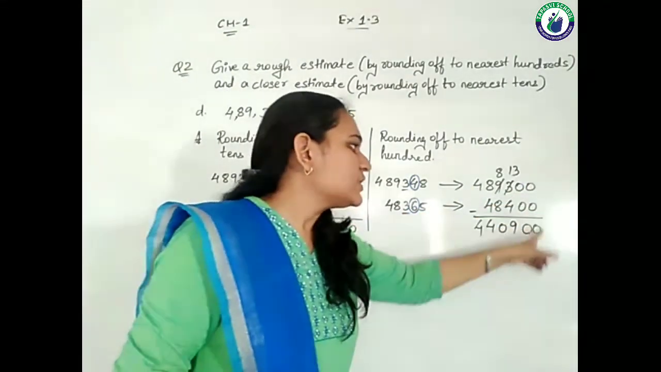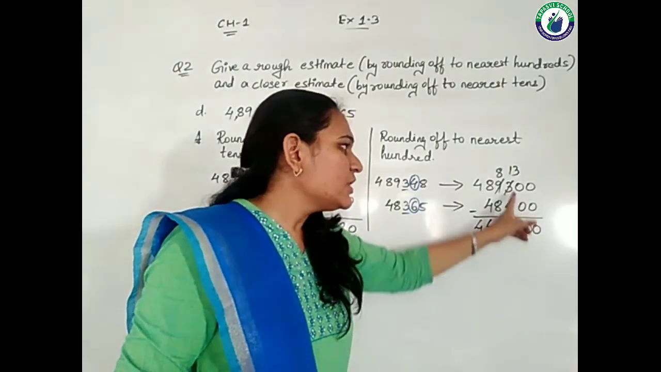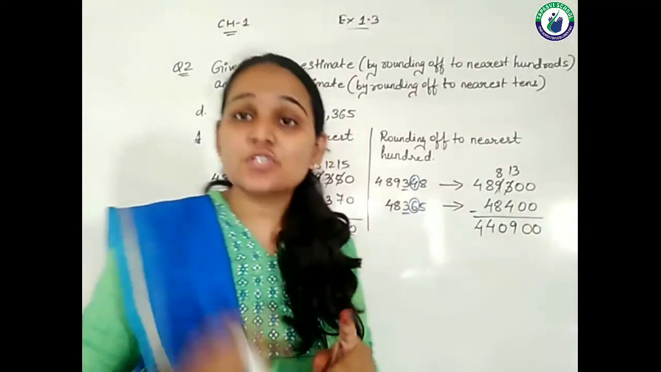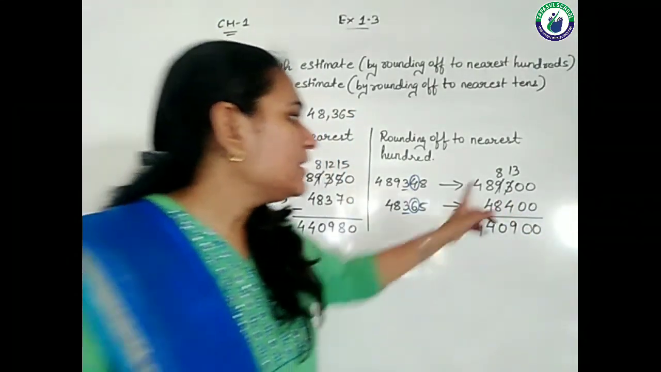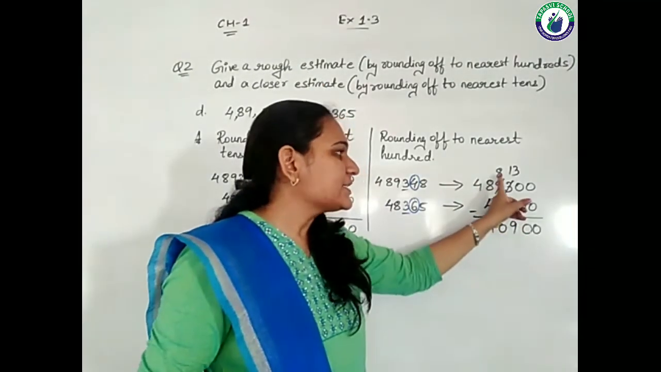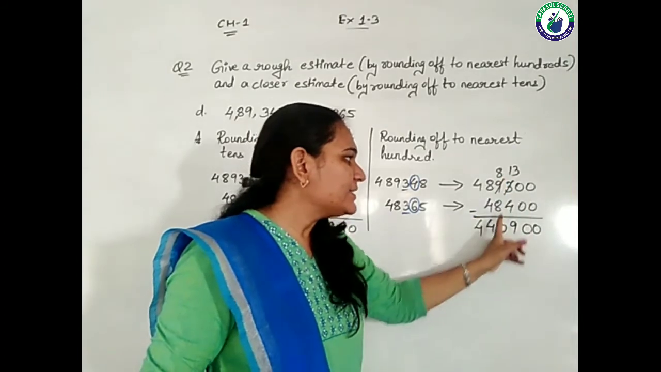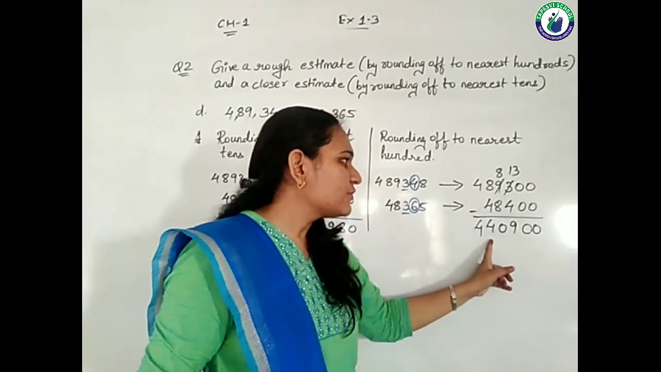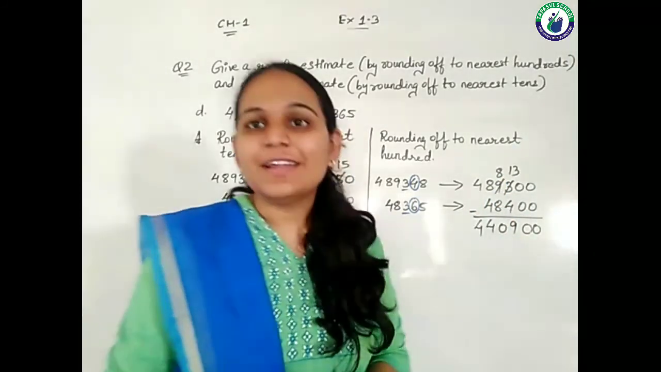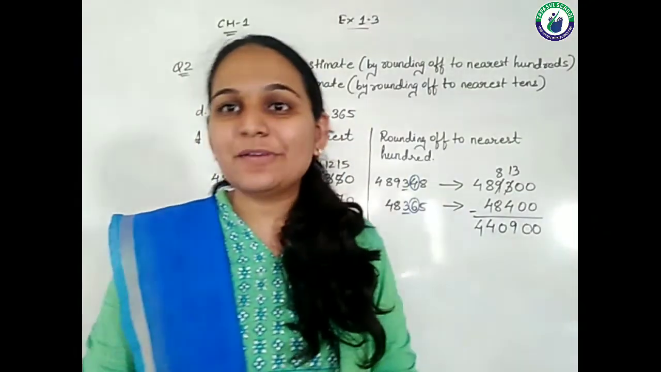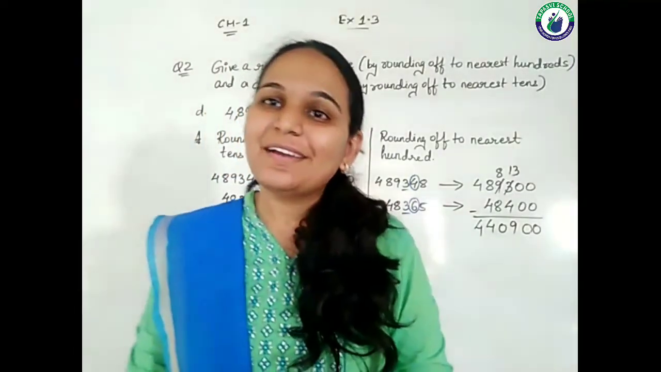Now let's do the subtraction, students. 0 minus 0 is 0, 0 minus 0 is 0, 3 minus 4 is not possible, so we will take help from the previous number. 9 minus 8 is possible, yes. Now see the subtraction: 13 minus 4 is 9, 8 minus 8 is 0, 8 minus 4 is 4, and this is 4. Right, students, so we will see the remaining questions in the next lecture.